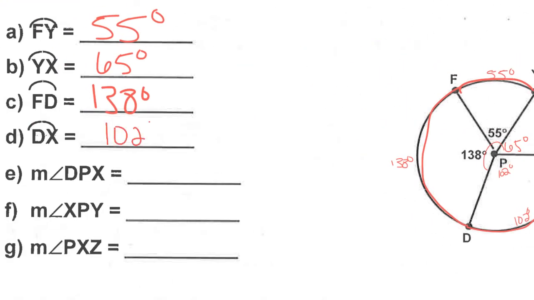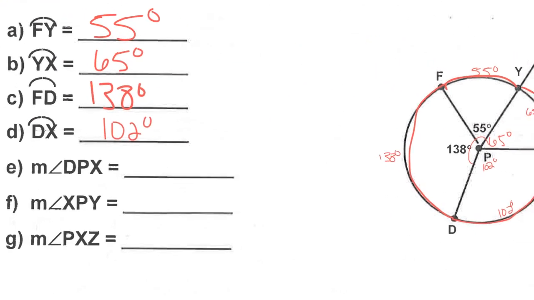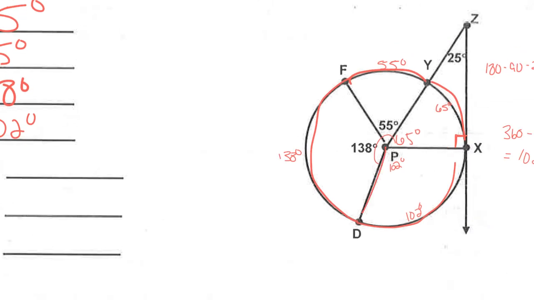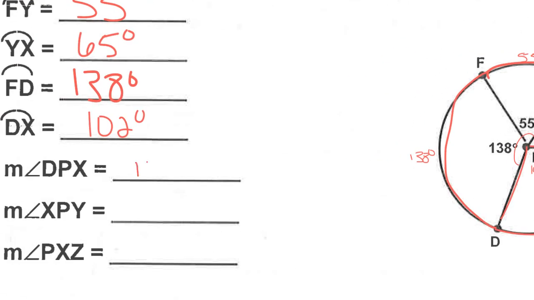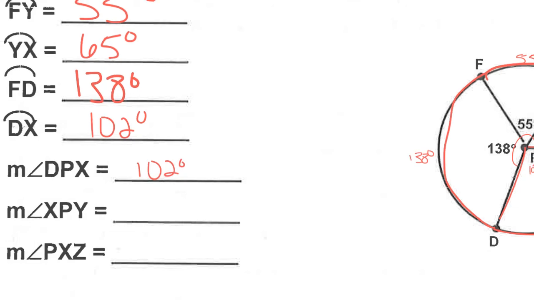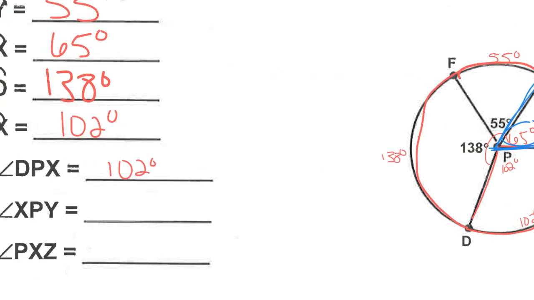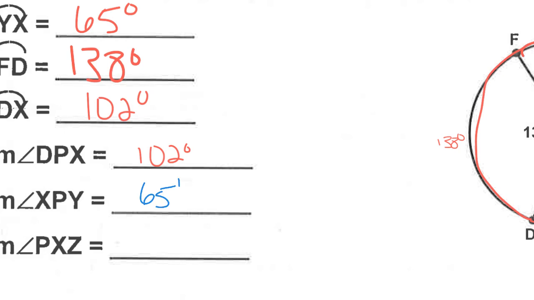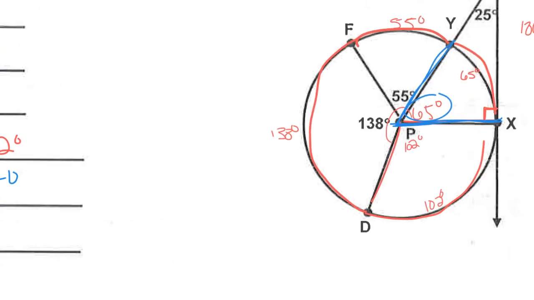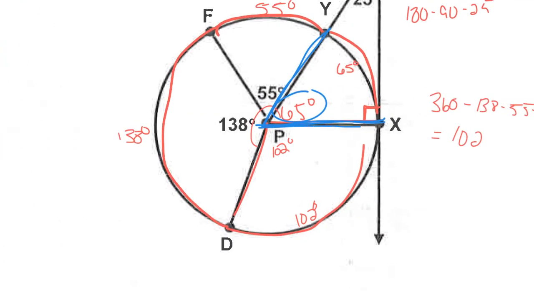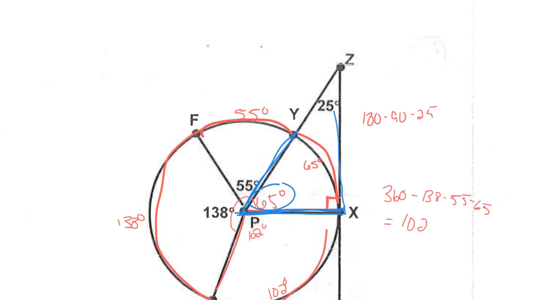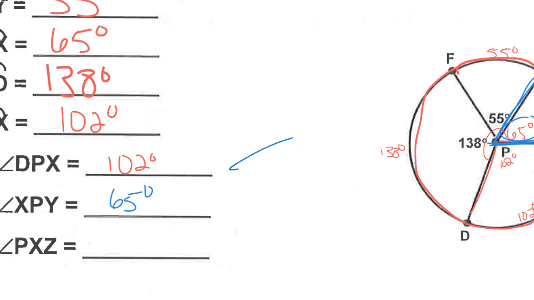So not very tough. And then it's just wanting the angles. DPX, so that's this one right here. Looks like 102 degrees. It says XPY. Now be careful here. X to P to Y is this angle right here, 65 degrees. And then last is angle PXZ. PXZ would be this angle right here, which we knew because of the tangent is 90 degrees.